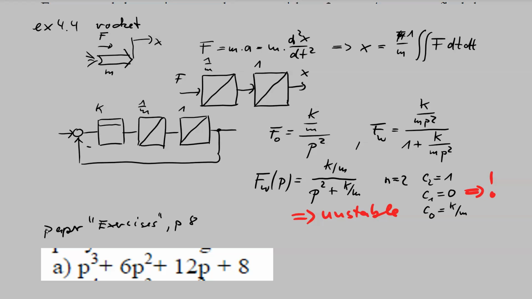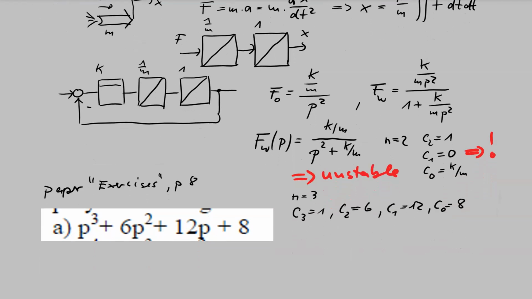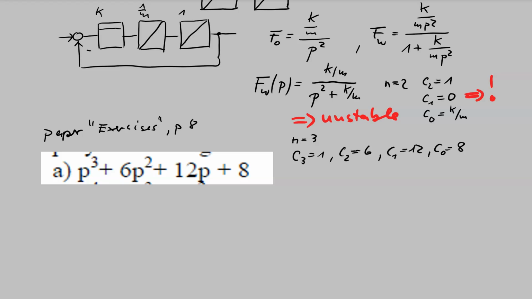page 8. You can see n is 3, C3 is 1, C2 is 6, C1 is 12, and C0 is 8. Of course, it is possible to calculate the values of the poles, because the C's are given as numbers. But of course we want to first check this with the Hurwitz criterion.